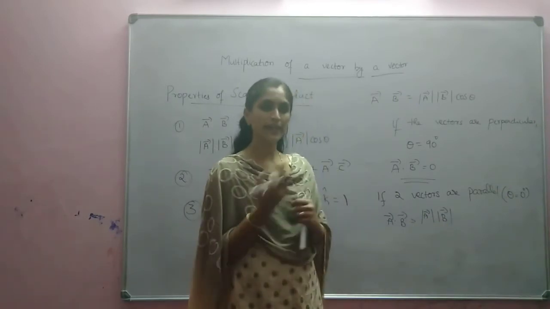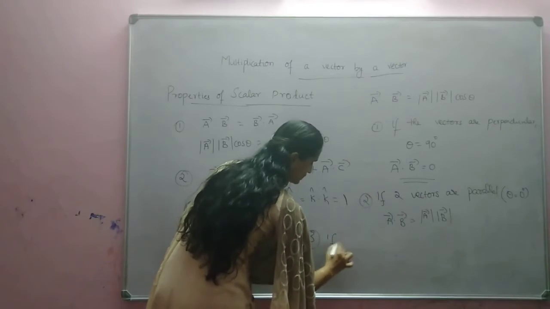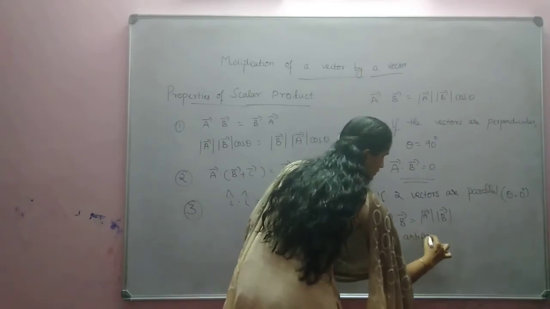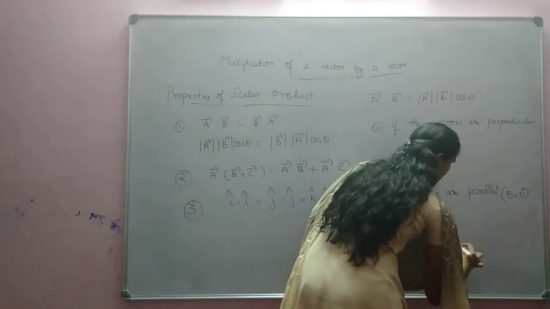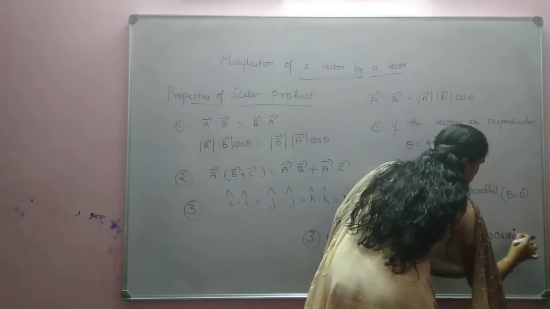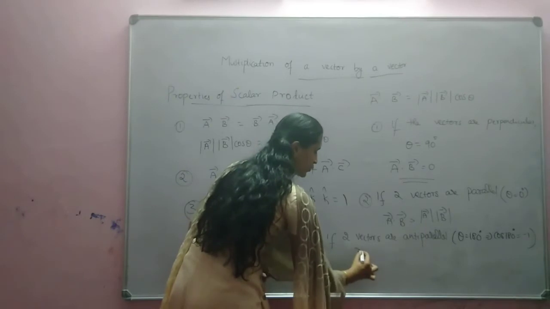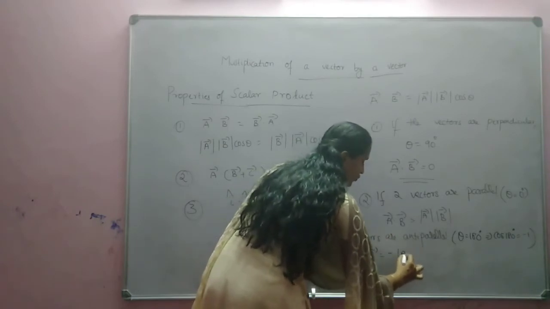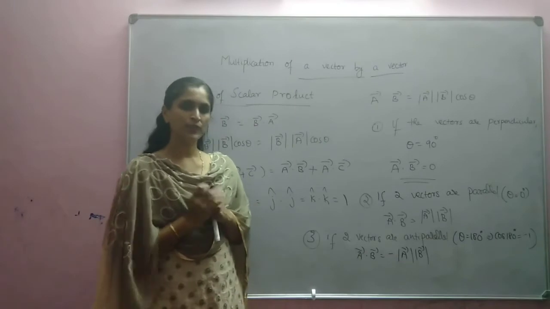And if the two vectors are anti-parallel, what happens? What is meant by anti-parallel? Theta is equal to 180 degrees, which means cos 180. What is the value of cos 180? Minus 1. So in that case, you will get A dot B is equal to modulus of A into modulus of B into cos 180. Cos 180 is minus 1. So you can write it as minus of modulus of A into modulus of B. Okay.